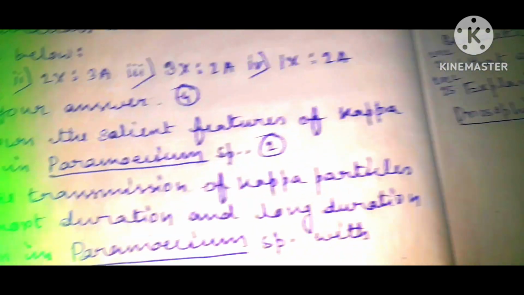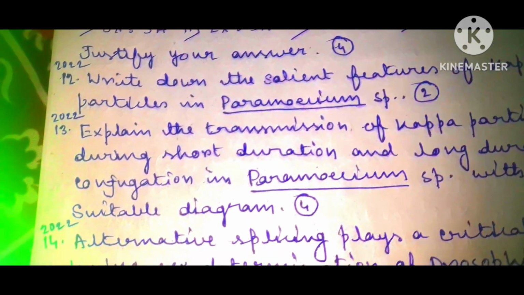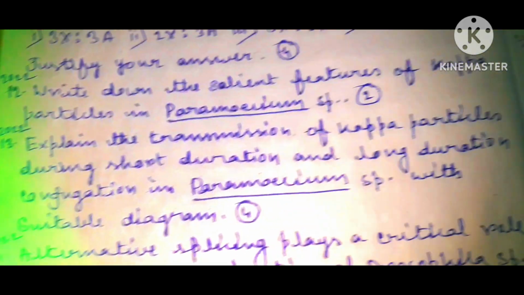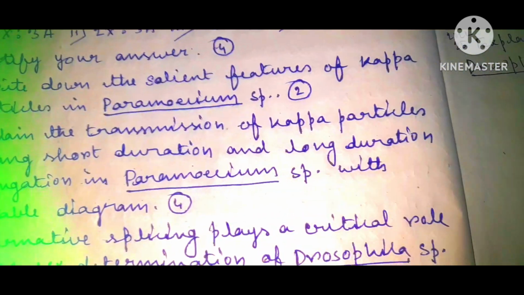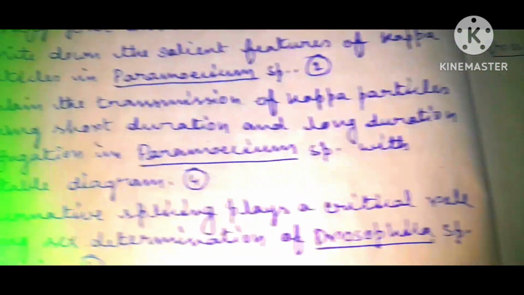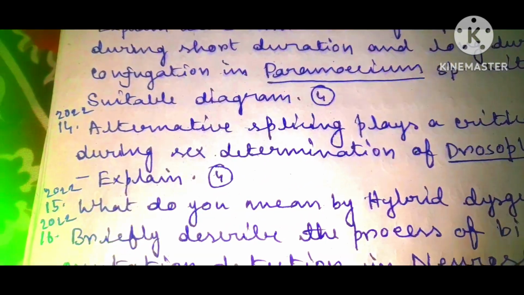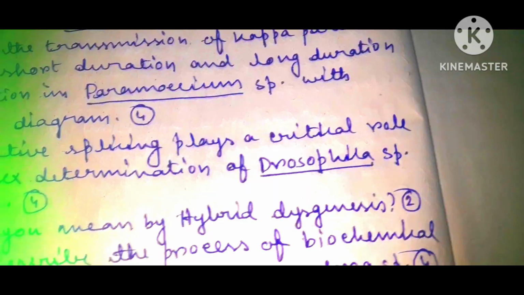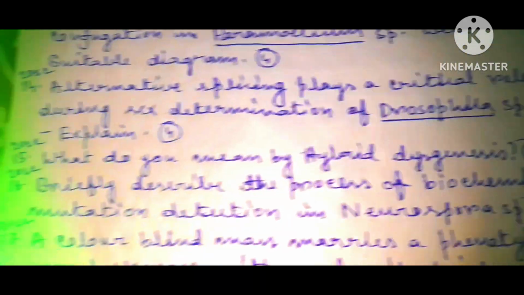Write down the salient features of kappa particles in Paramecium sp carrying 2 marks. Explain the transmission of kappa particles during short duration and long duration conjugation in Paramecium sp with suitable diagram carrying 4 marks.